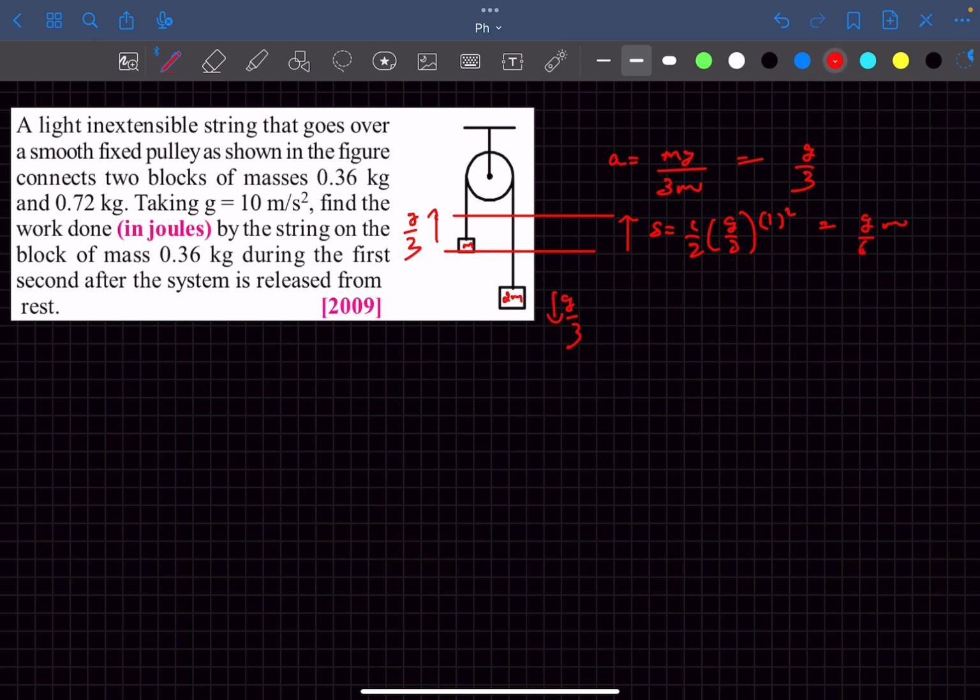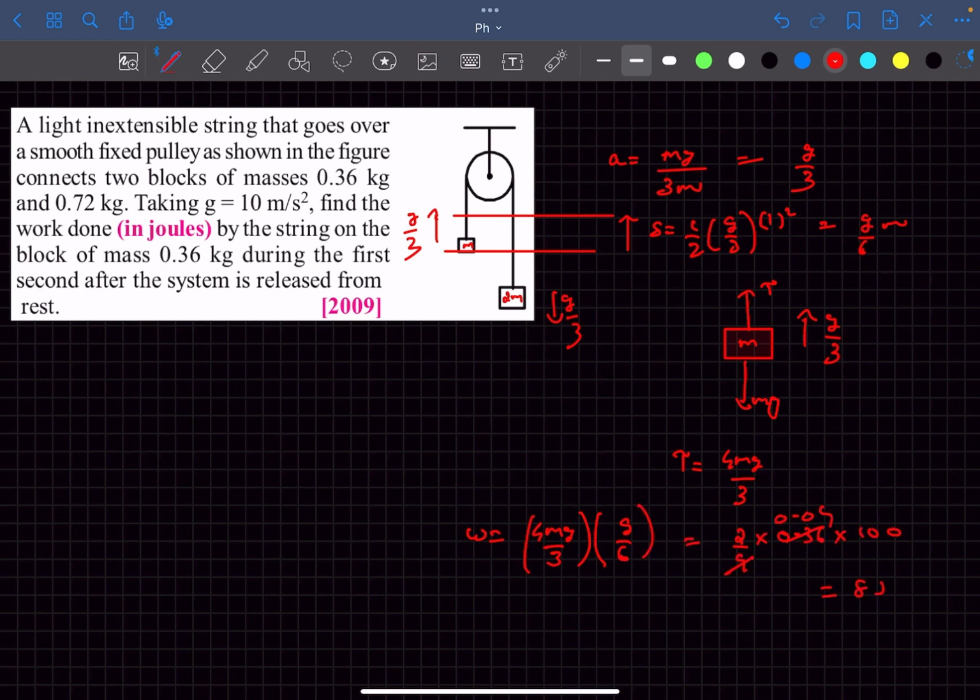So we have to find the work done by the tension. If you draw the FBD of mass m, there will be tension, there will be mg, and the block is moving up with an acceleration of g by 3. So from here we can get the tension as 4mg by 3. So the work done will be 4mg by 3 times g by 6, which is the displacement. So this will be 8 joules.